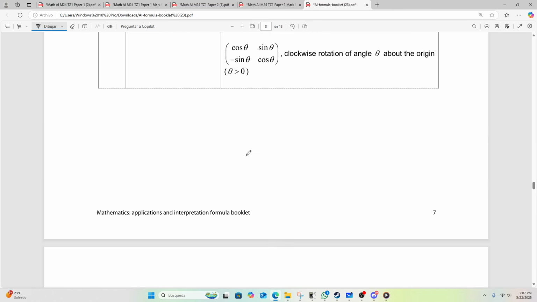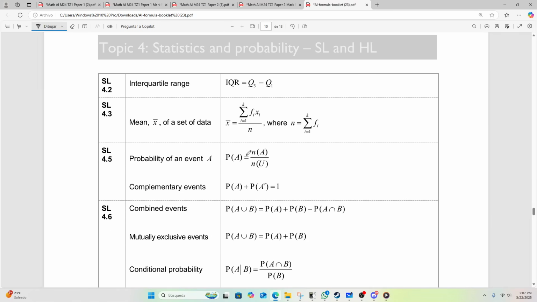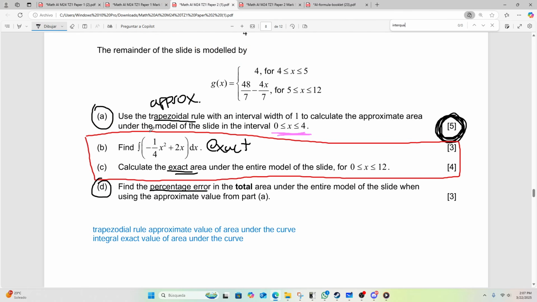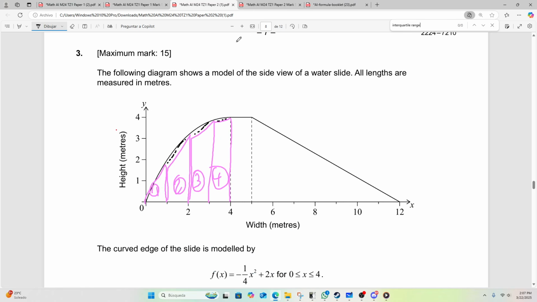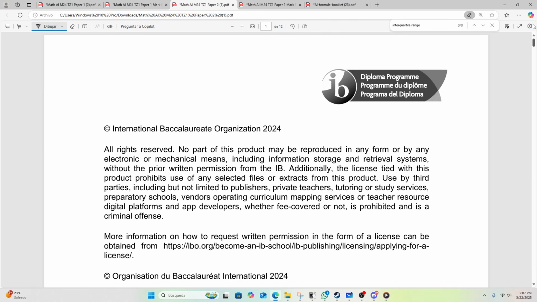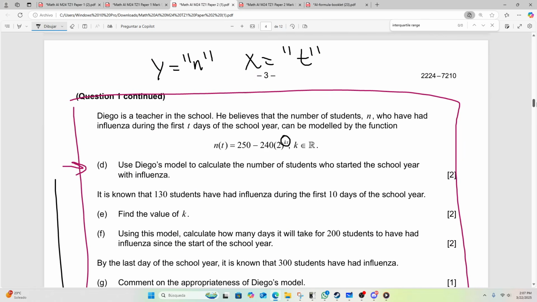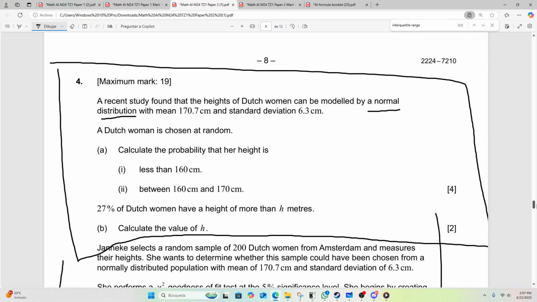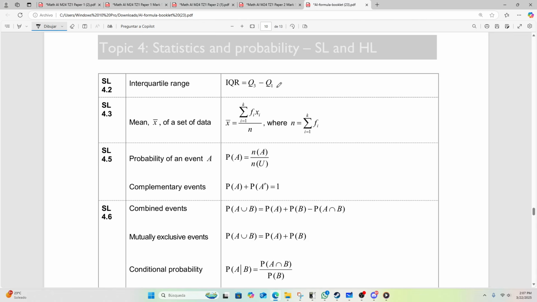Here we have HL, so we're going to go ahead and skip it. And now we have statistics and probability. Okay? Interquartile range doesn't always get asked. Usually it's for more of a paper 2 question. I don't think it's going to show up here. Nope. But for interquartile range, just understanding what Q3 and Q1 is absolutely essential. I will be putting the video in the description to explain it.